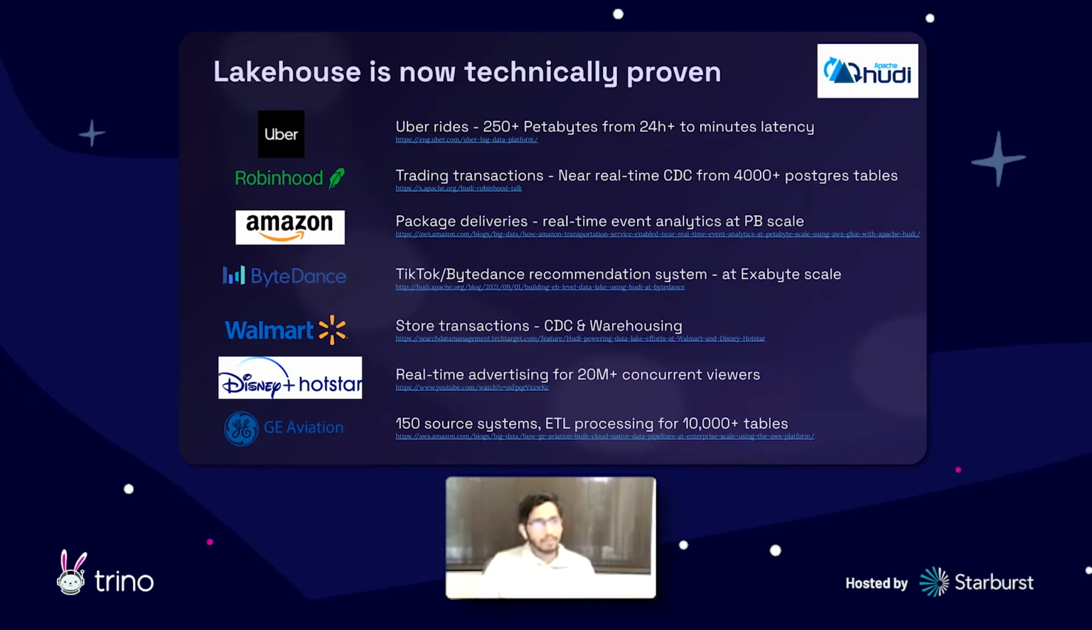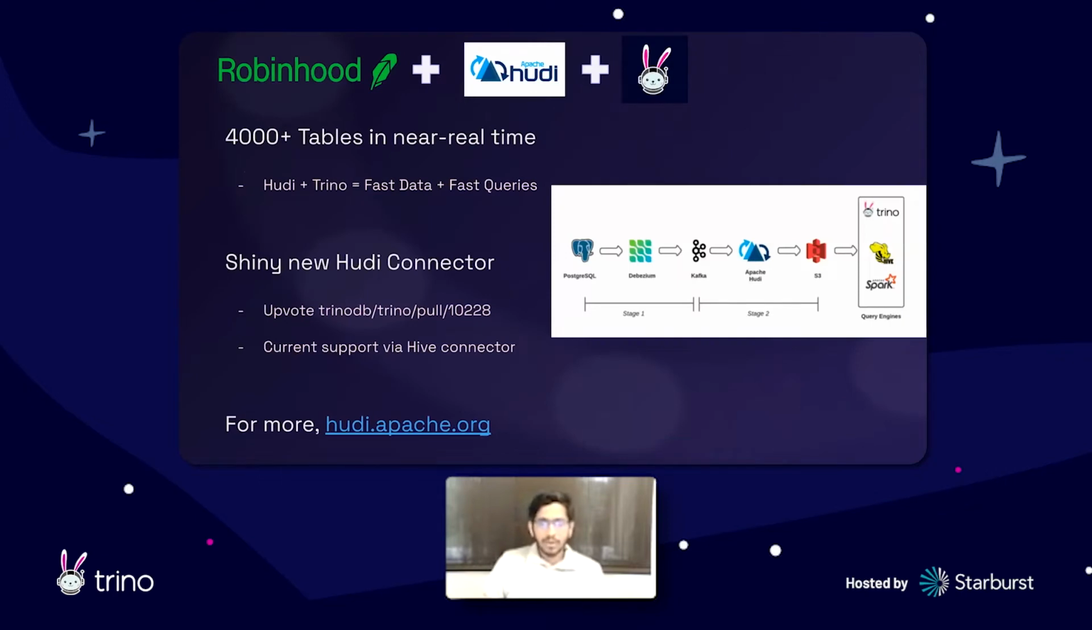And Hudi can be used with Trino as well. There's actually a ton of Hudi Trino users, including the good folks at Robinhood, who built a near real-time data lake on top of Trino and Hudi. Essentially, you combine fast data from Hudi with fast queries from Trino, and as you can imagine, a company like Robinhood has a lot of transactional data sources and a lot of things happening in real time. Hudi in Trino can unlock a lot.